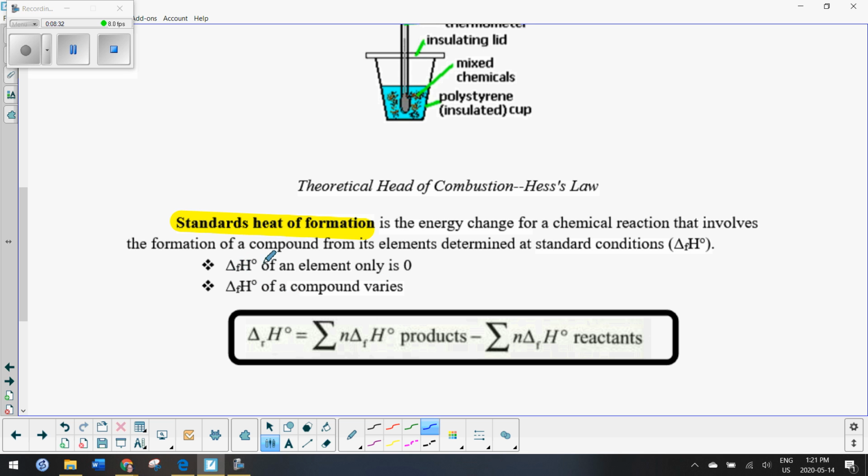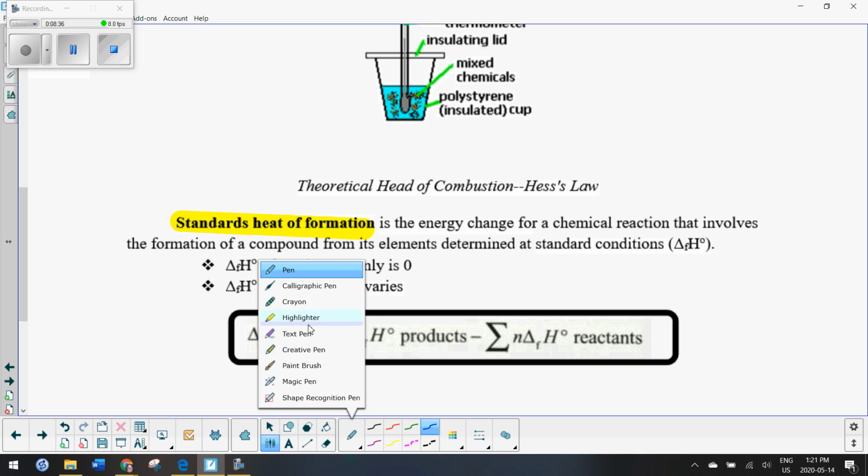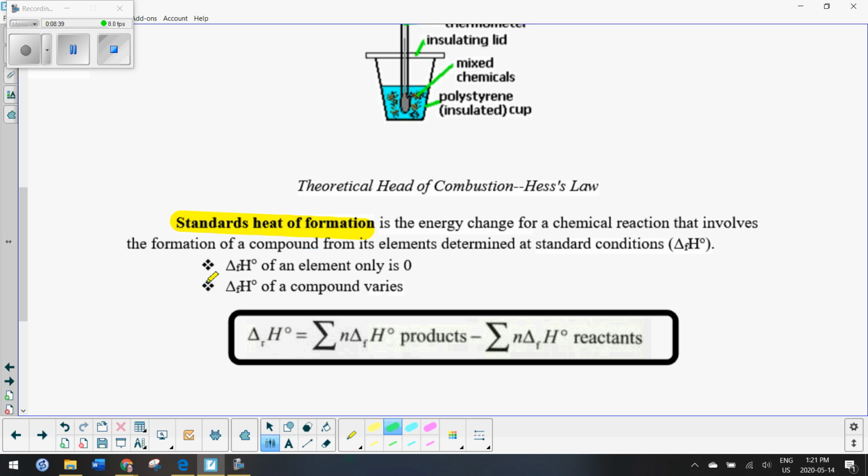So the heat of formation of any element is 0. Sorry, I should have kept my highlighter. That is super, super important. So if you have an element, its heat of formation is 0. Right away, you just put 0 in.